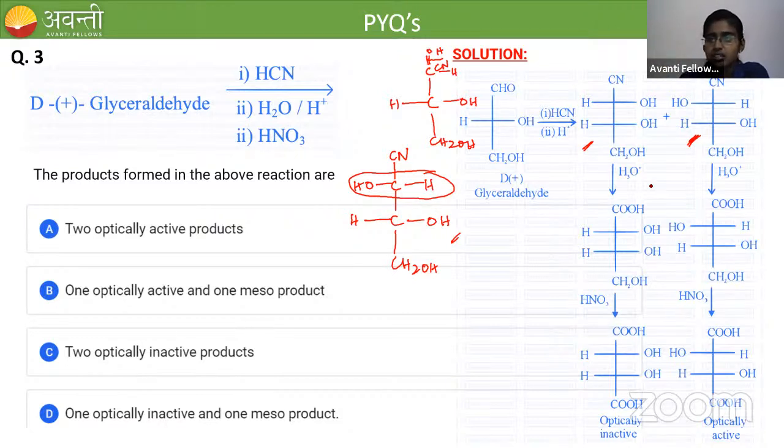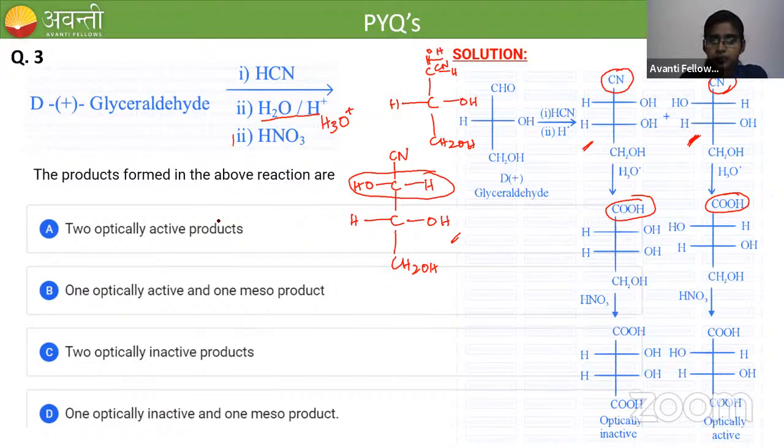And then the next reaction is with H2O and H plus. So what is this actually? It is H3O plus, right? Acidic hydrolysis. So acidic hydrolysis of the cyanide group leads to carboxylic acid group. Okay, the cyanide group will be converted to COOH. This is the treatment of CN with H3O plus.